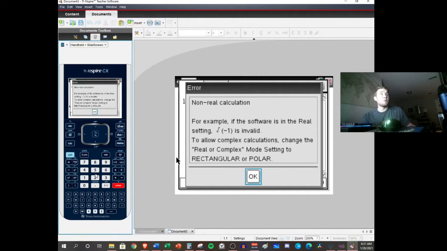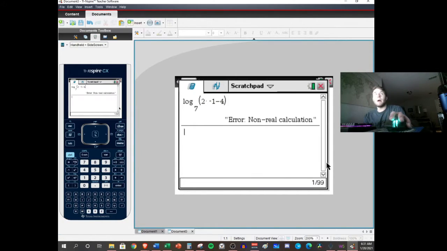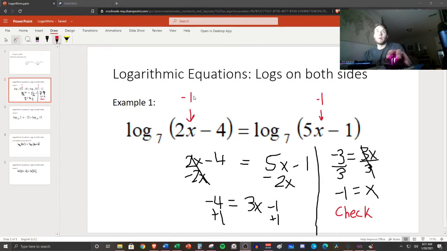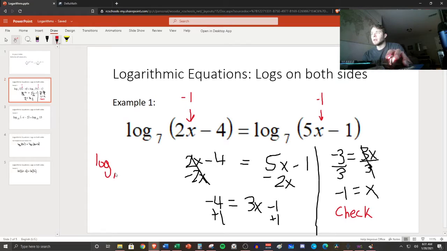Okay, it says not a real calculation. Let's think about why that is. Well, let me go back to my main display here. What happens when I plug in a -1 in here? Well, that makes this left one log base 7 of, when I plug in a -1, that makes this -2 minus 4, so this is -6.